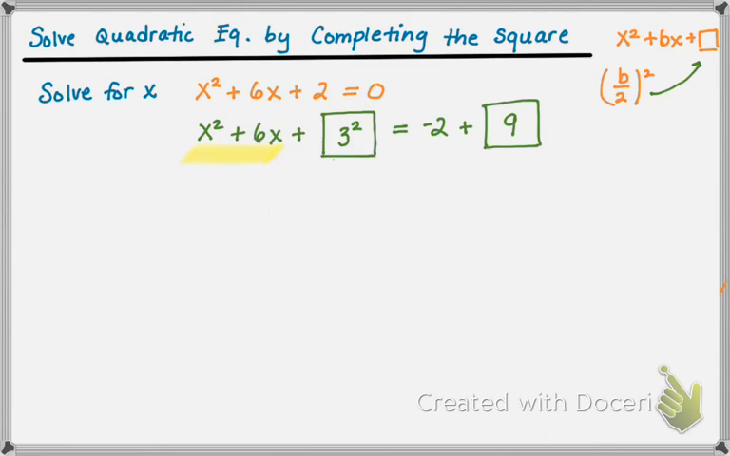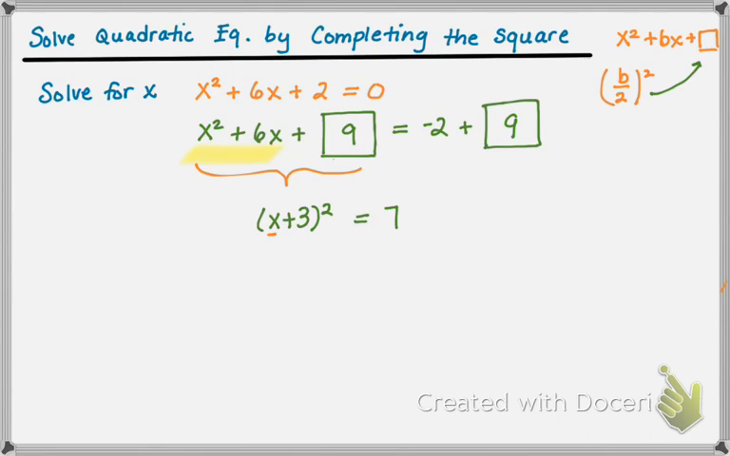Okay, and so that allows me to factor this. Now this is factorable, and it factors out to x plus 3 and x plus 3, so x plus 3 squared. And then on the other side, I have 9 minus 2, which is just 7. And now I have this x here.